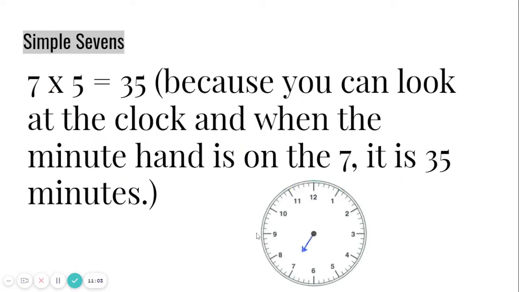Now we're back to the clock. Ready? We're going to use our clock trick. 7 times 5 is 35 because we're going to look at the clock. So we're going to count by 5s until we get to the 7. 5, 10, 15, 20, 25, 30, 35. So 7 times 5 is 35.